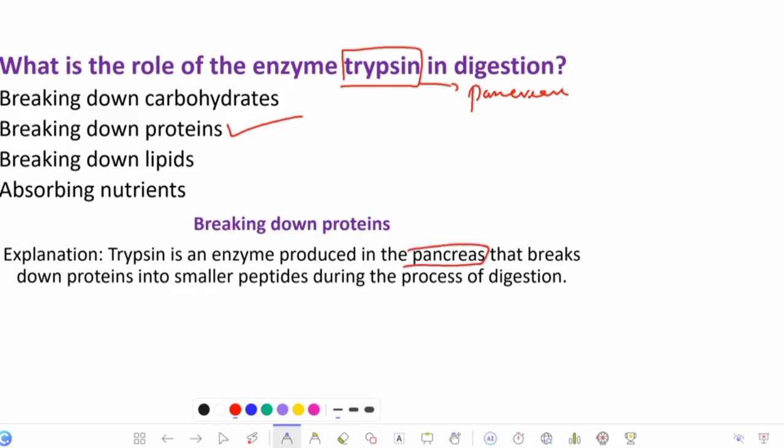The first one, pepsin, was produced in the stomach, but this one is produced in the pancreas, and it breaks down proteins into smaller peptides. When proteins are breaking down, the smaller pieces are known as peptides or peptones during the process of digestion. So proteins are initially converted into peptides, and then these peptides will be converted into amino acids. Finally, amino acids are monomers, the smallest units of proteins.